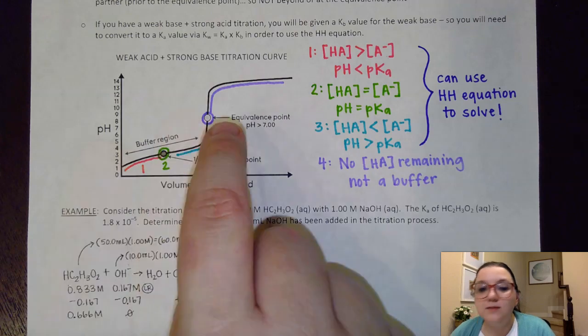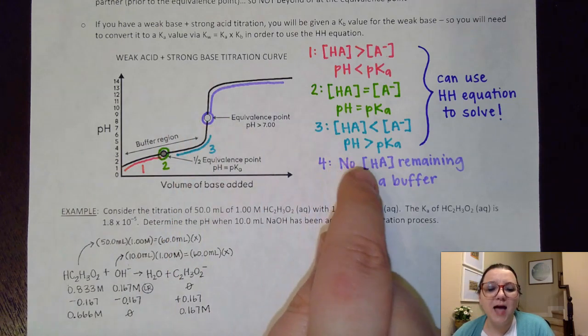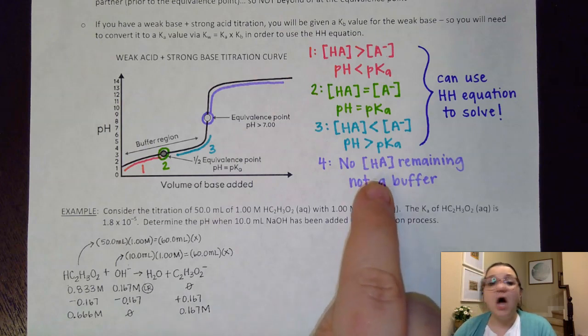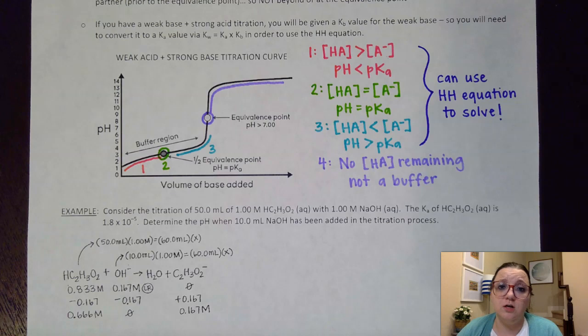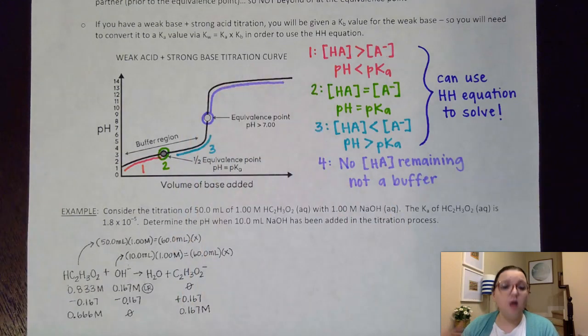Now, once I reach the equivalence point, remember, all of the weak acid has been canceled out stoichiometrically by the base that I'm adding to it. And so, since there's no weak acid left, I no longer have a buffer solution. So from that equivalence point on, I cannot use the HH equation. So keep that in mind.